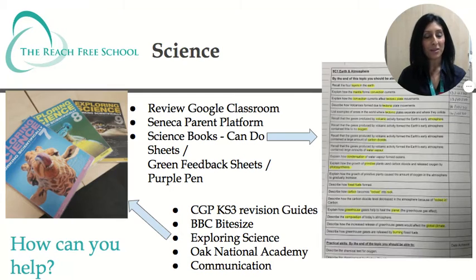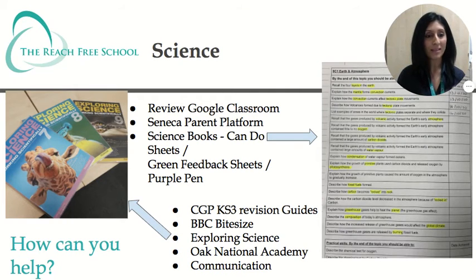There is a can-do sheet, which is what's in front of you. So the sheet in front of you with a list of statements. So this one is a Year 9 can-do sheet for Earth and Atmosphere. This is a list of specification points. So this is what we're going to teach them. This is what they're going to cover in the whole of this module.